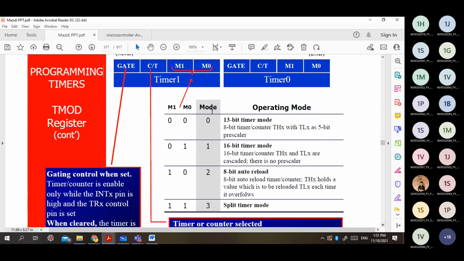So this is what it is, the M1 and M0. As I told, M1 and M0 are the 2 bits that decide the mode of the timer. So when it is 0, 0, what do you mean by this? Mode 0 is what, now try to understand. It's just like a 13-bit timer.